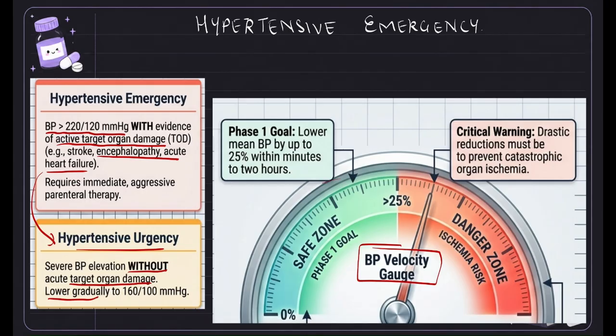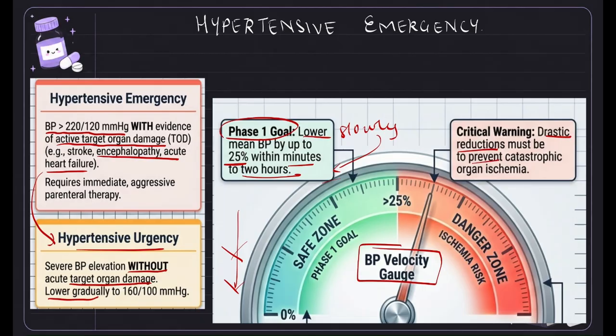The goal is never ever to drop the pressure down to normal immediately. In phase 1, the objective is to lower the mean blood pressure by no more than 25%. This is a highly controlled reduction. It should happen slowly, over a period of minutes to maybe 2 hours. Drastic drops beyond 25% must be avoided at all costs.